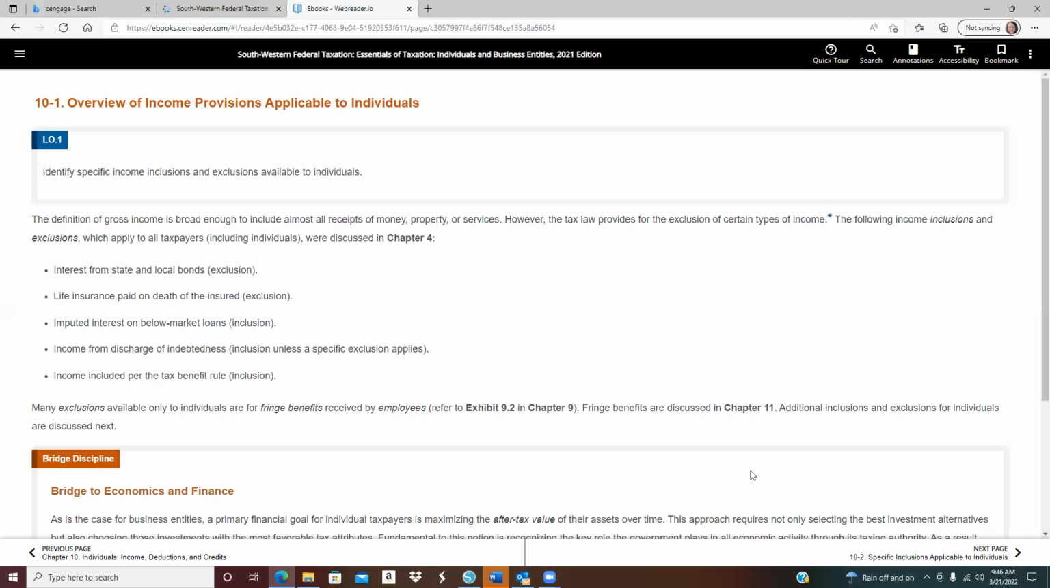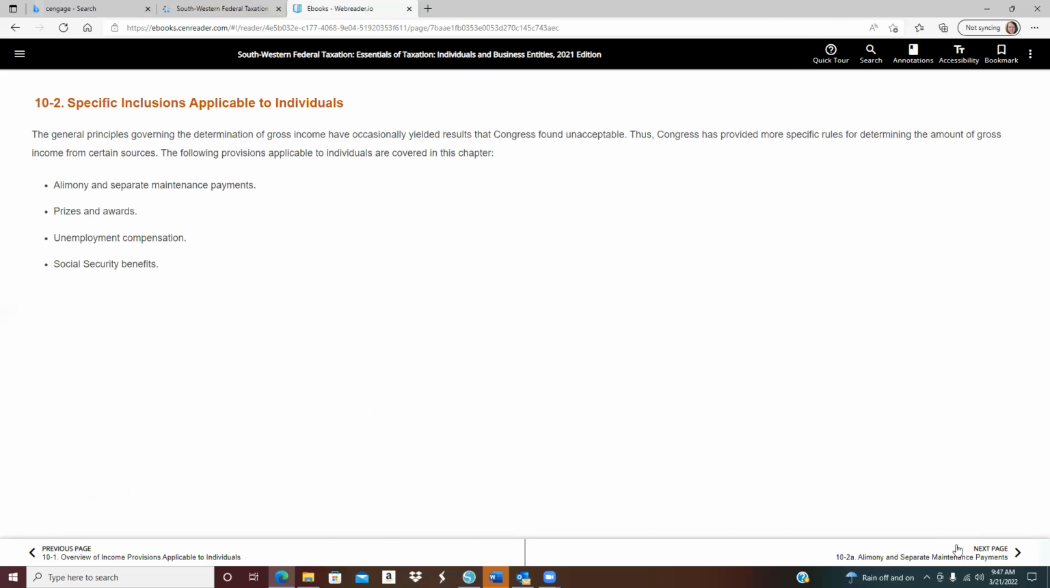Insurance paid on the death of the insured is excluded. But interest on loans is included. And then there is income included per the tax benefit rule. There are many exclusions available only to individuals, and there are fringe benefits received by employees. Additional inclusions and exclusions we'll discuss further on in this chapter, such as separate maintenance payments, prizes and awards, unemployment compensation, and the determination of gross income.